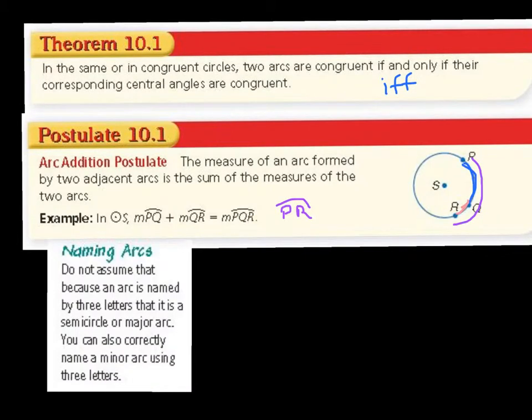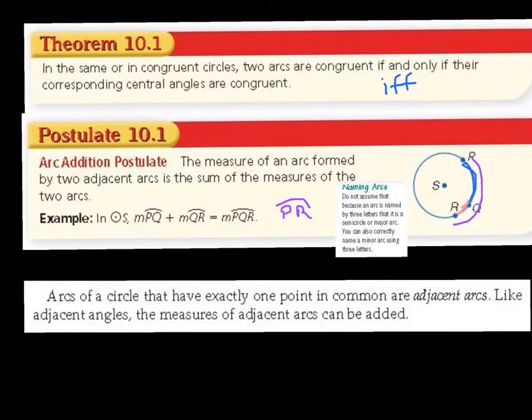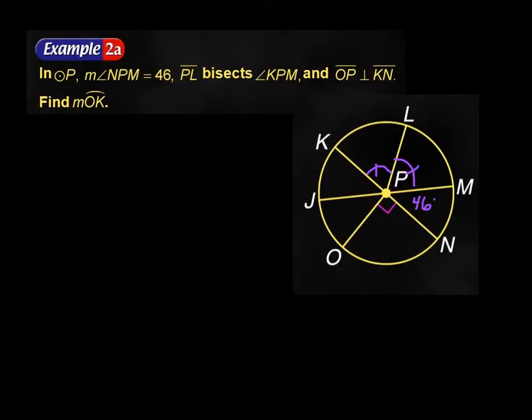And here the book is scolding me. It says, do not assume that because an arc is named by 3 letters that it is a semicircular major arc. You can also correctly name a minor arc using 3 letters. Haha, they just made their point. Arcs of a circle that have exactly one point in common are adjacent arcs. Like adjacent angles, the measures of adjacent arcs can be added.